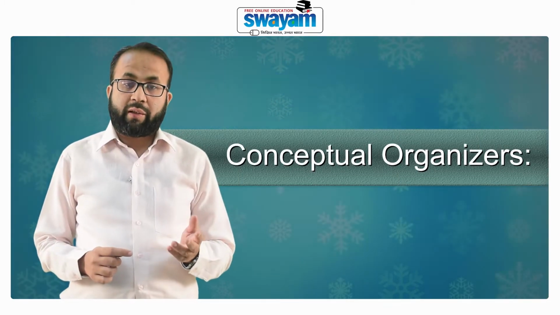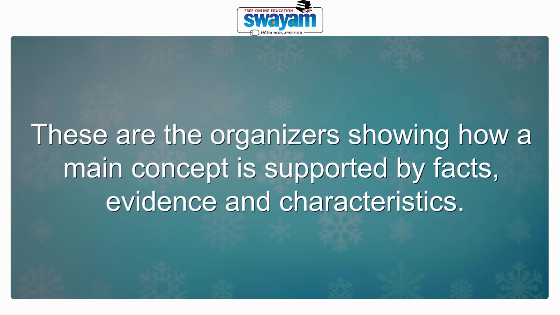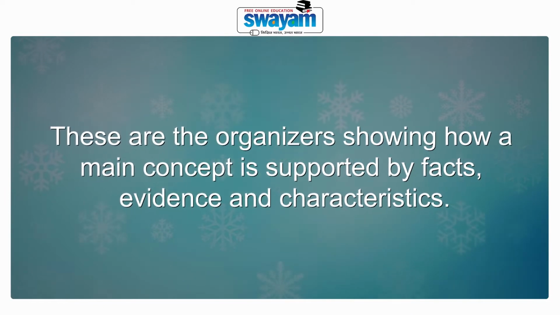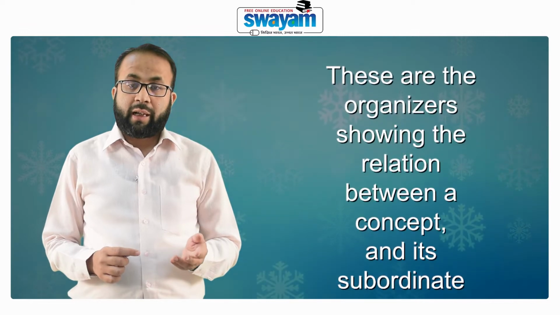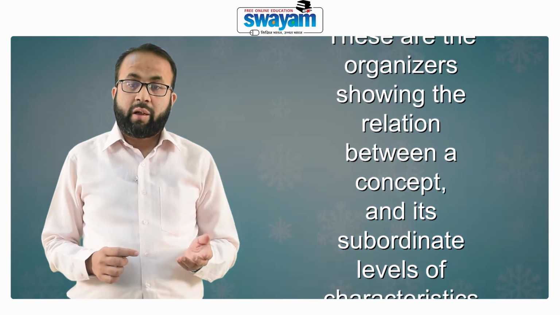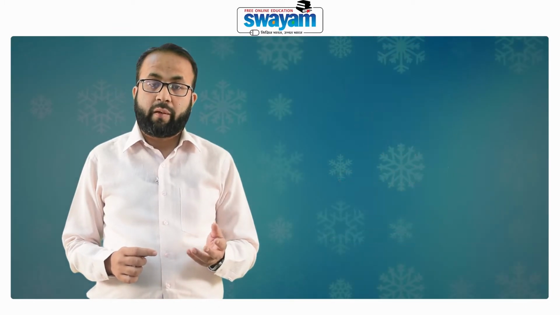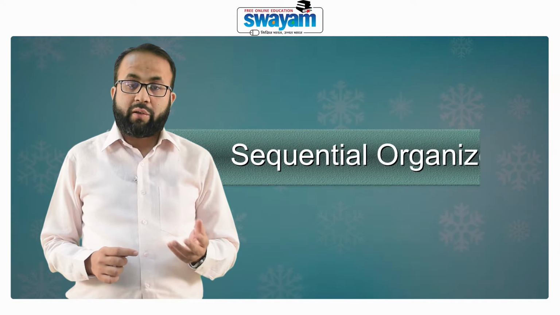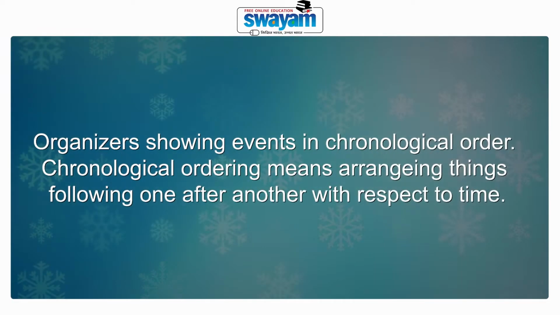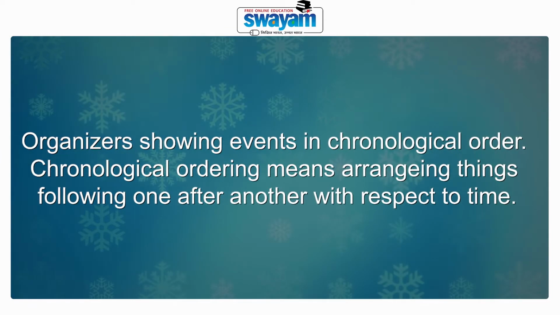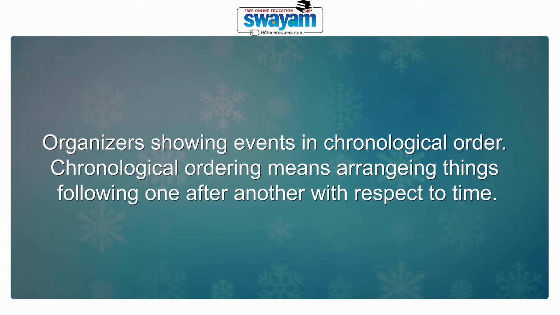Second is conceptual organizers. These are the organizers showing how a main concept is supported by facts, evidences and characteristics. Third is hierarchical organizers. These are the organizers showing the relation between a concept and its subordinate level of characteristics. And last, we will see about sequential organizers, organizers showing events in the chronological order. By chronological order, we mean arranging the things falling one after other with respect to time.